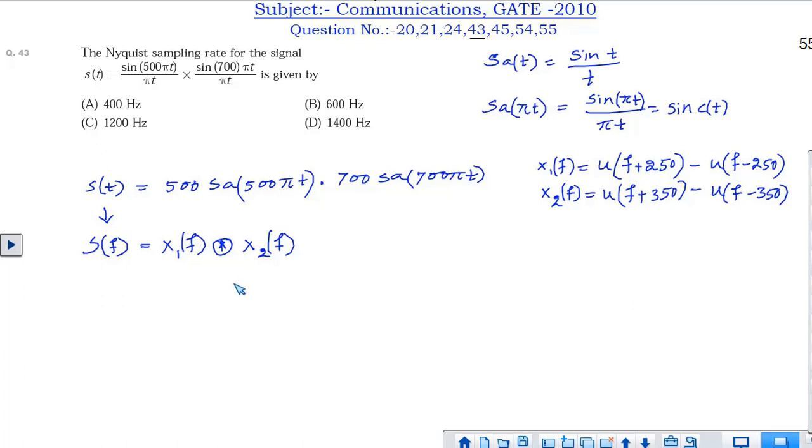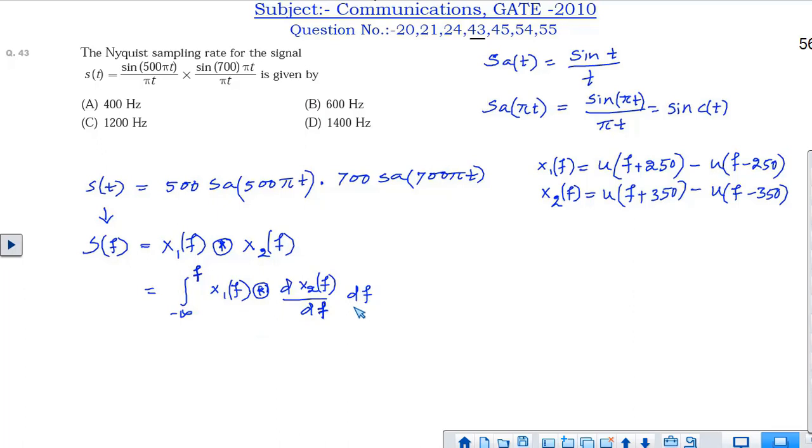Now one tip to remember: while doing the convolution between two signals, if at least one of them can be represented as a unit step function, then the convolution can be written as an integration from minus infinity to f. The unit step function will be differentiated with respect to frequency, and the other signal will remain as it is. Here, as both signals are unit step functions, you can differentiate either one of them and simply represent the convolution like this.